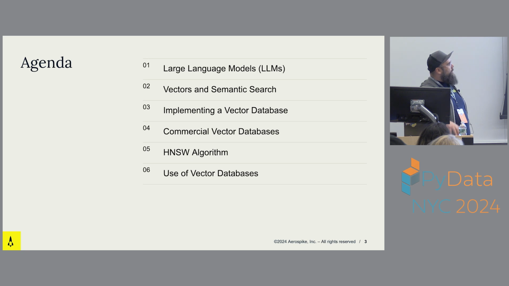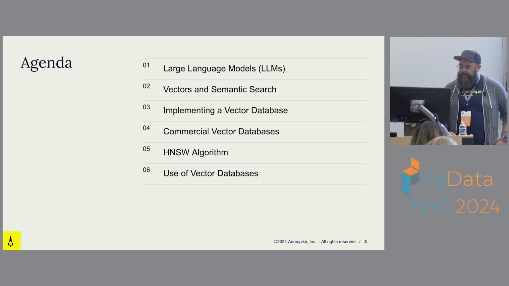Then we'll talk a little bit about commercial vector databases. We'll get into specifically the HNSW algorithm, not in-depth by any means, but just understanding what it is. That's hierarchical navigable small world, which we'll learn more about as we get there. Then we'll wrap things up with vector databases in general, where we see these in use, and RAG and all that fun stuff.